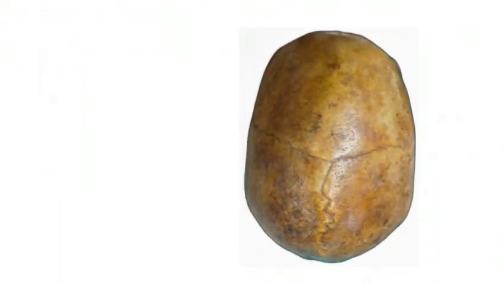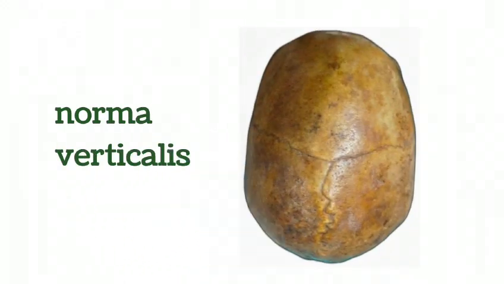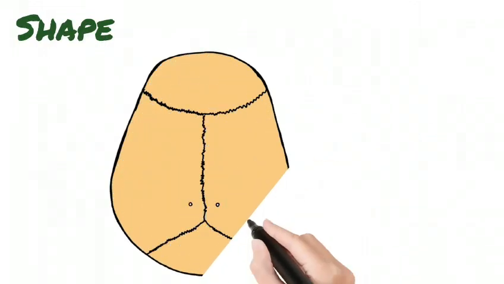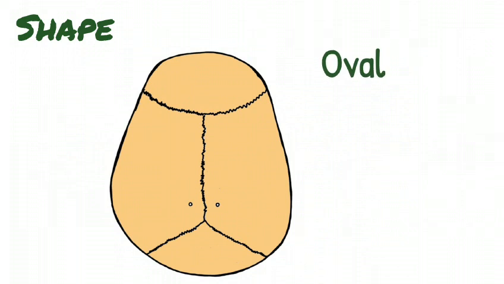In this video, let's discuss Norma verticalis. On seeing the skull from the top, that view is termed Norma verticalis. The shape of the skull, from the superior aspect, appears to be approximately oval-shaped. And posteriorly, it is wider.